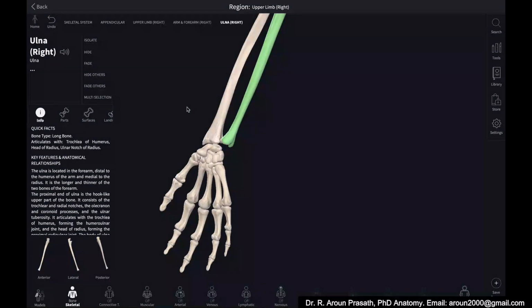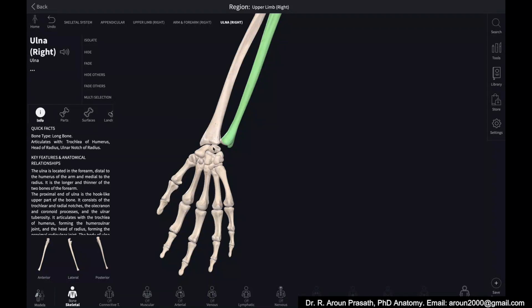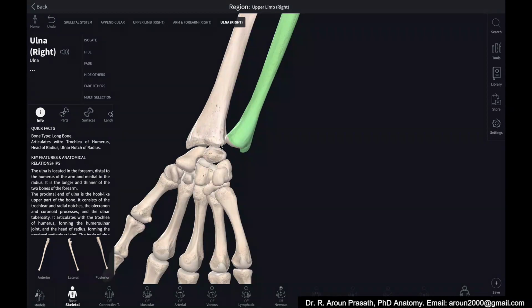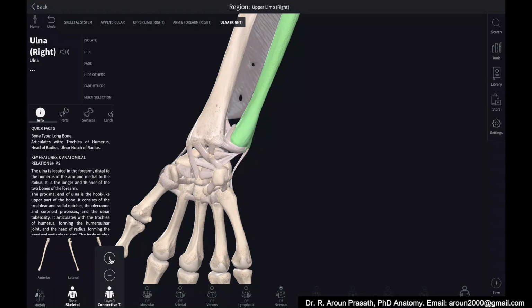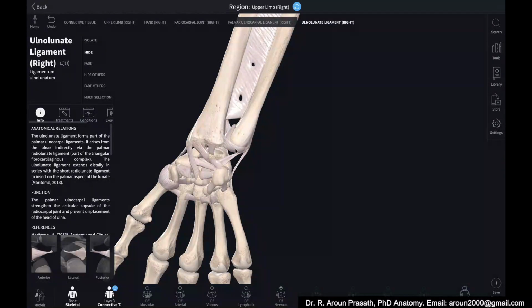You know what, this ulna head does not have any relationship with the carpal bones. But the lower end of the radius has a good relationship with the carpal bones. Why? This relationship is prevented by the presence of a disc. There is a disc present in between these two bones.